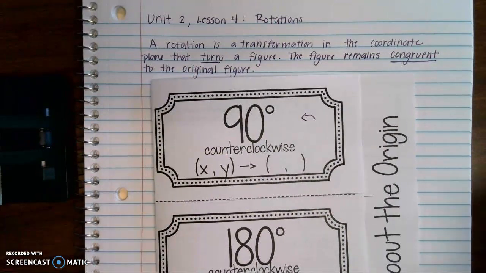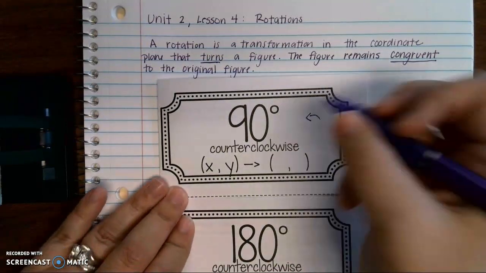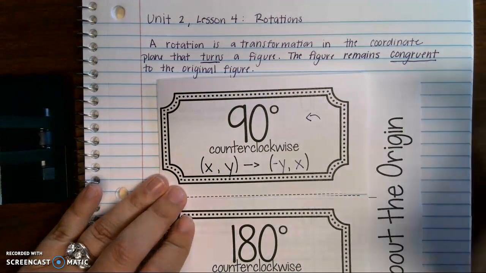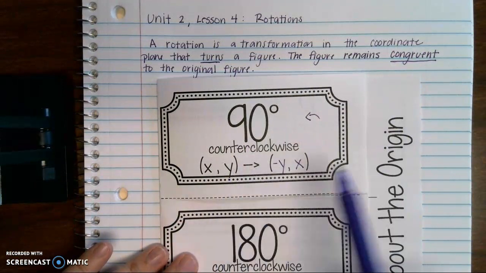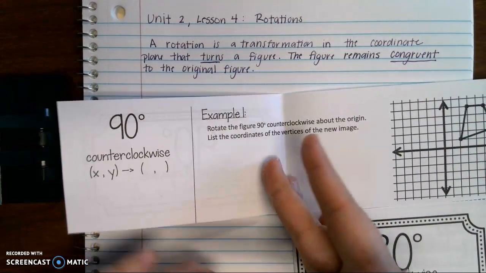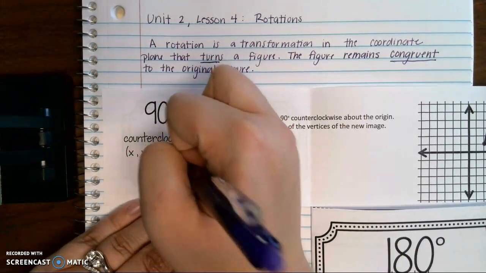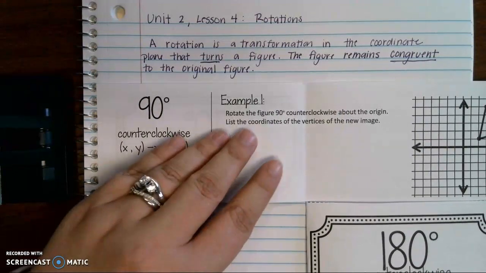So our first rule, 90 degrees counterclockwise, our (x, y) changes to (-y, x). And we're going to write that on the outside first, and then we're going to change it to the inside. So not only are your x and y changing places, but your y is also changing to the inverse of what it started. So once again, (x, y) changes to (-y, x). Again, we're just flipping that order and making the y the opposite, so multiplying y by -1.